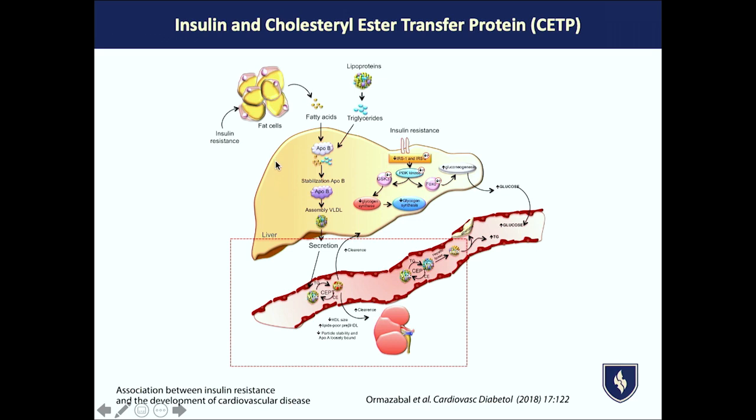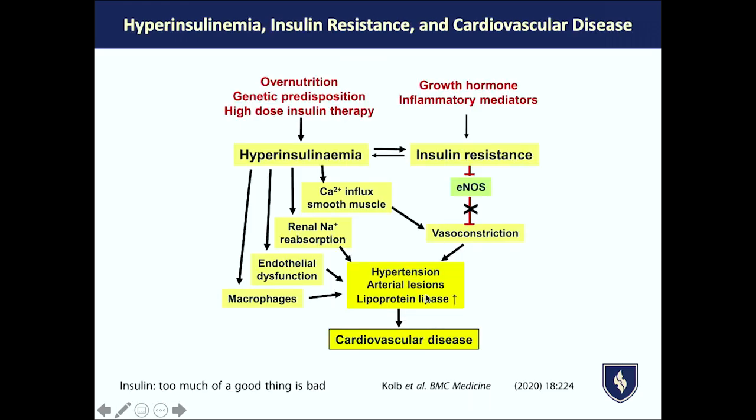But here's just an illustration of how insulin impacts these ApoB proteins and impacts this cholesterol ester transfer protein and changes these lipids. And here you can see a diagram of insulin resistance really causing changes in calcium influx, sodium retention, endothelial dysfunction, macrophages, all leading to hypertension. It's one of the side effects of insulin resistance. And you get vasoconstrictive changes. So all the negative things that you look for can be promoted by insulin resistance.